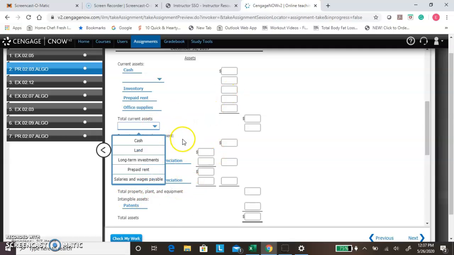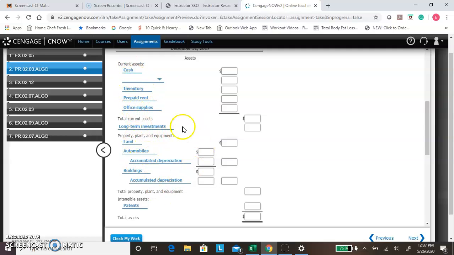The other one that I wanted, I guess, is fairly long-term is my long-term investments. Okay, so that doesn't fit into current, and it doesn't fit into property, plant, and equipment. It's more of a long-term.